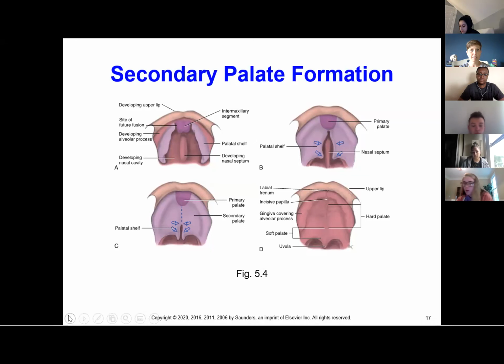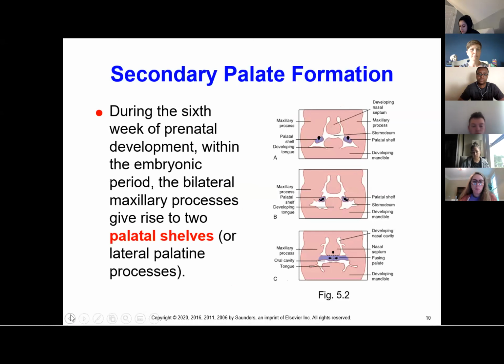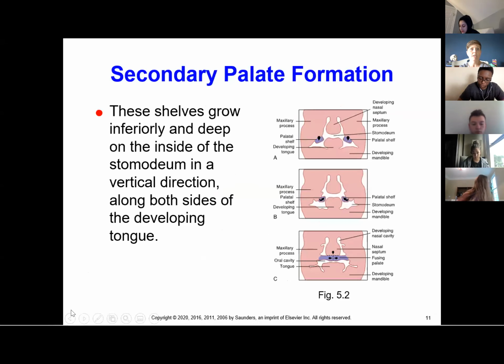All right, let's see if I can go back a little bit, and then I think I just explained everything I'm going to talk about. Yeah, secondary palate formation right there, boom.